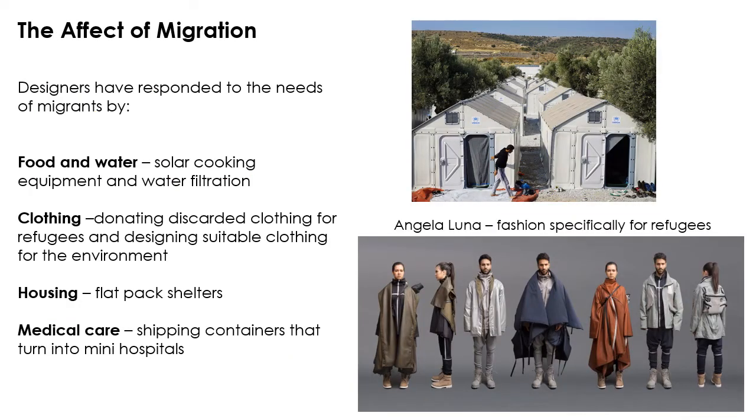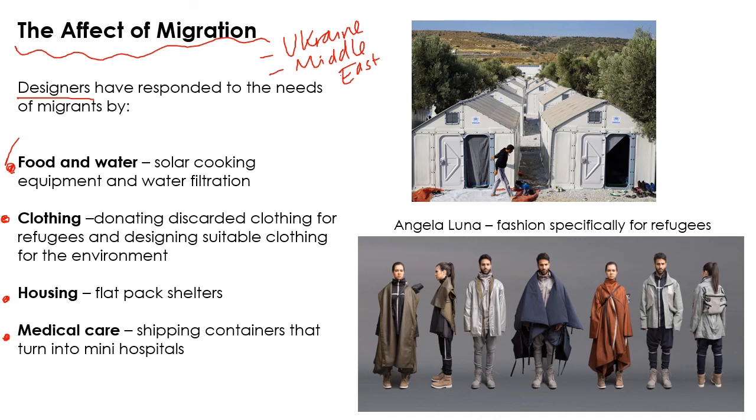The last slide focuses on a big social impact that's happening at the moment. People from places like Ukraine and the Middle East are migrating due to war, or due to lots of different things, it could be poverty, it could be a dictatorship, something like that. So designers have also responded to the needs of migrants. Their needs are food and water, clothing, housing, and medical care. For food and water, things like solar cooking equipment and water filtration have been created to help with that issue.